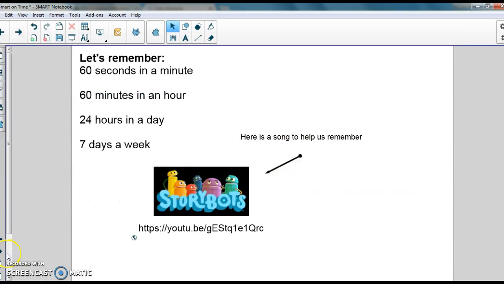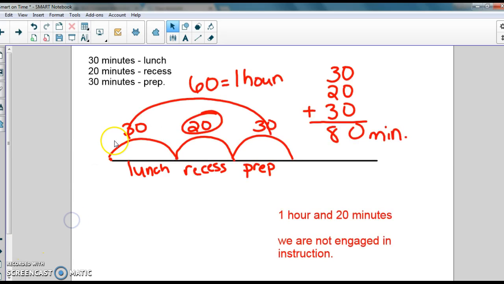Now that was fun. Now, remembering that song, let's go on with our question. There were 30 minutes of lunch, 20 minutes of recess, and 30 minutes of prep time. Now we can add it, 30 plus 20 plus 30, and get 80 minutes. Or we can group it if we want to know how many hours, and group the two 30 minutes and get 60, which equals 1 hour, and then have 20 minutes left over. So we are 1 hour and 20 minutes not engaged in instruction.